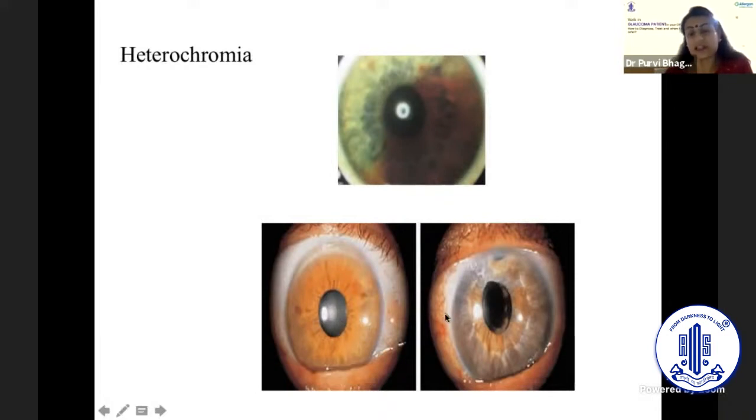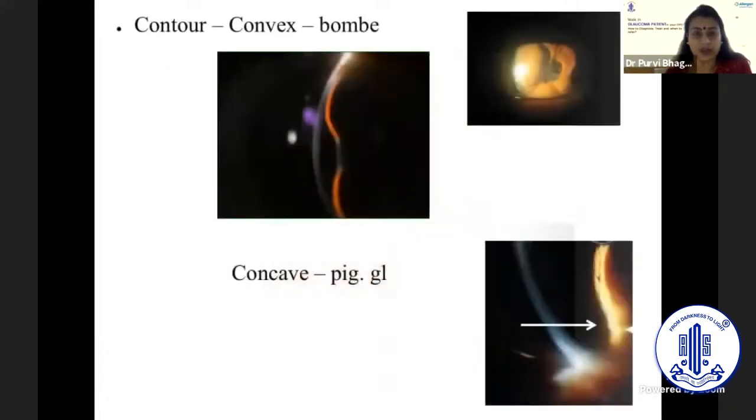In this image, you can see it's a classical case of Fuchs heterochromic iridocyclitis. So you can see the stark contrast between the two eyes. So always compare the pigmentation that is there between the two eyes.